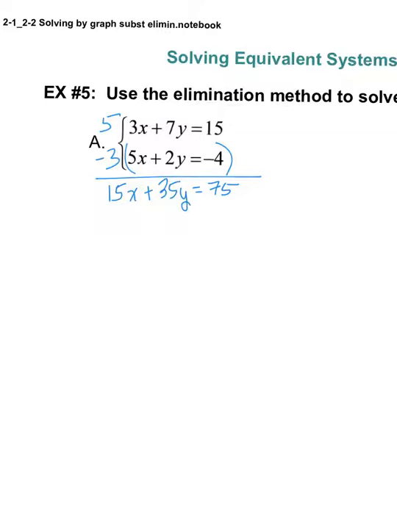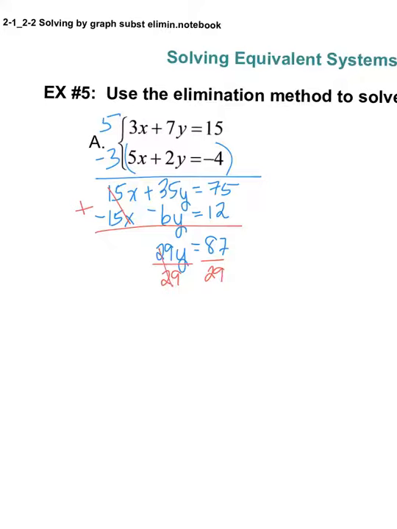And then if I multiply the negative 3 through, I get negative 15x minus 6y is equal to positive 12. Now when I add, the x's eliminate. 35y and negative 6y is 29y is equal to 87. When you divide by 29, 29 goes into 87 3 times evenly.